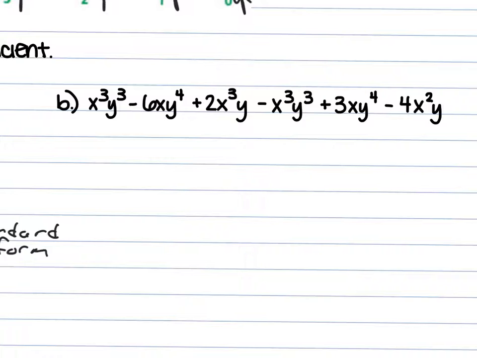Yes, ma'am? x to the third power, y to the third power minus x to the third power, y to the third power. Okay, so let's do that right away. Those can definitely be combined because x has the same power and y has the same power. These are exactly the same kind of things. So what do I get when I have x to the third power, y to the third power, minus x to the third power, y to the third power?